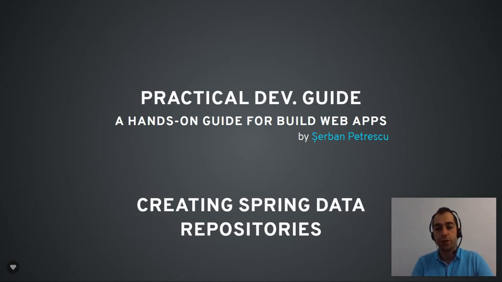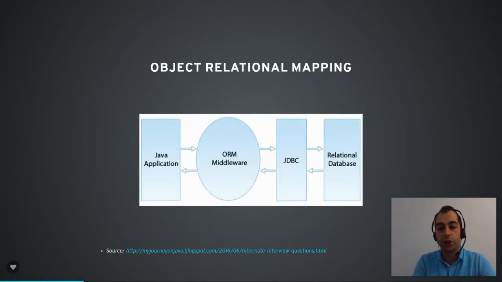So last time we created a database structure and some mock data using Flyway, and today we want to actually read that data in our Java app and also manipulate it, so update it, delete it, and so on. We will use Spring Data, and behind the scenes it will use Hibernate. So we will talk a little about Hibernate and the more general concept of object relational mapping.